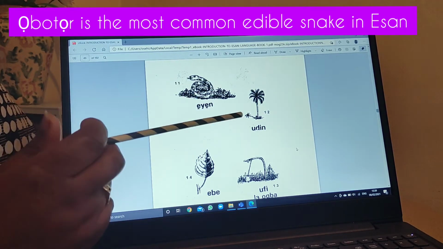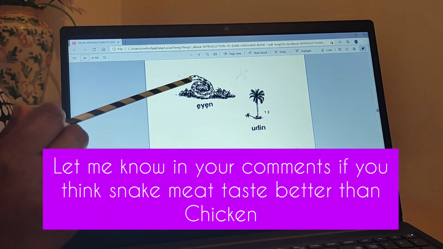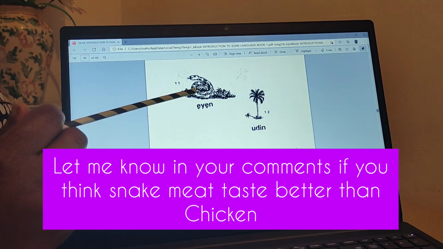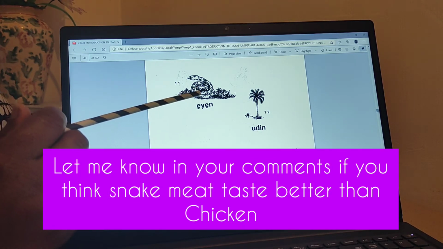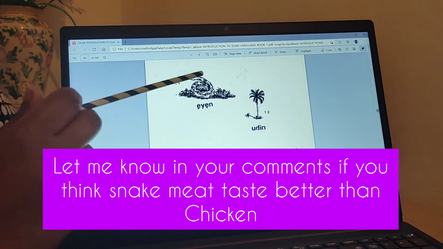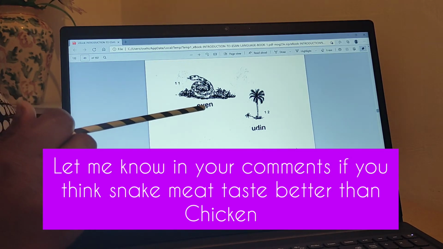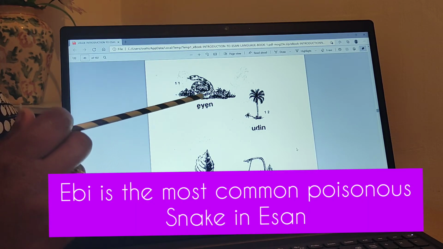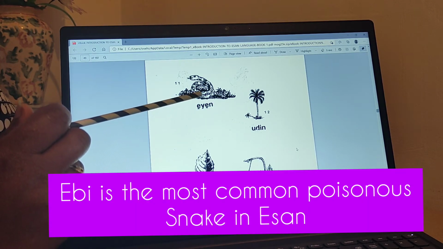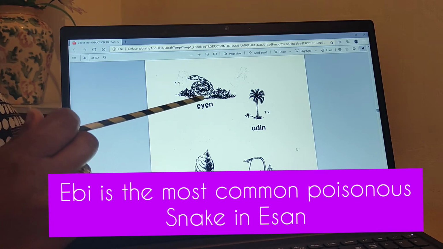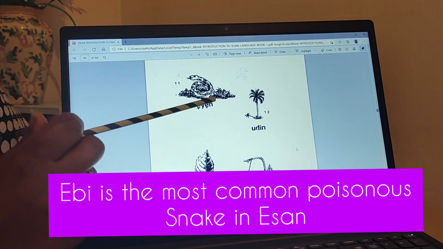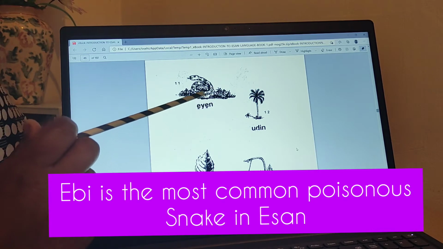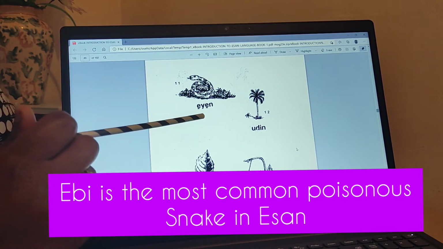So that's that one. But there's a common snake that's found in the bushes and very close to the home. Sometimes when they wander away from the bush, close to the houses, that can be very dangerous. That is called in Esan AB. It is a different kind of snake, which is very poisonous, that most people run away from once you see it, and they don't eat that one. So AB is a type of snake.